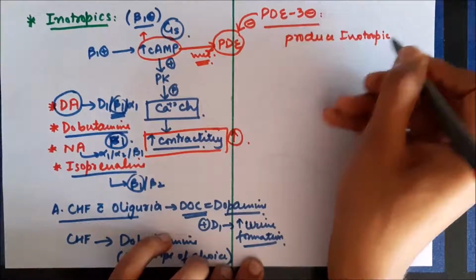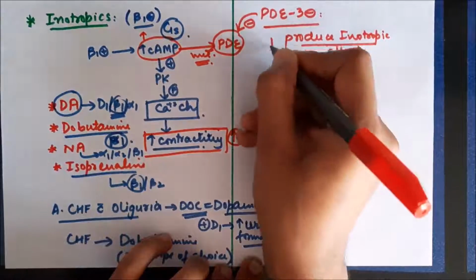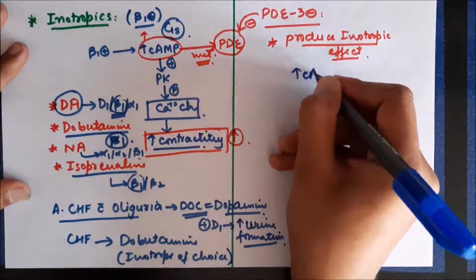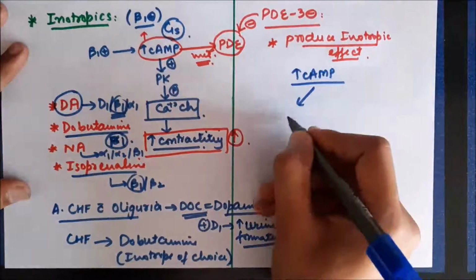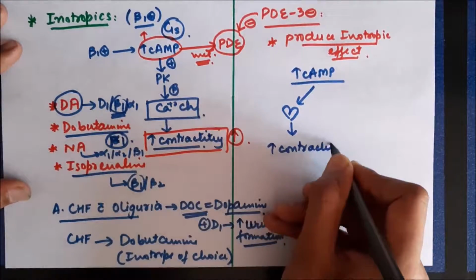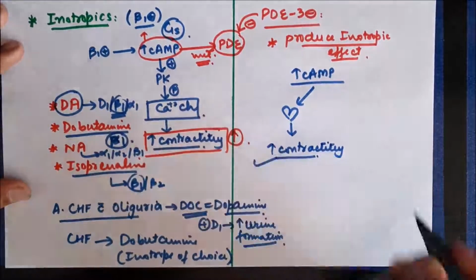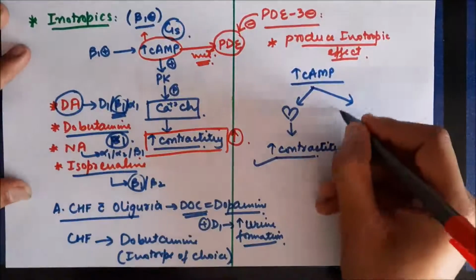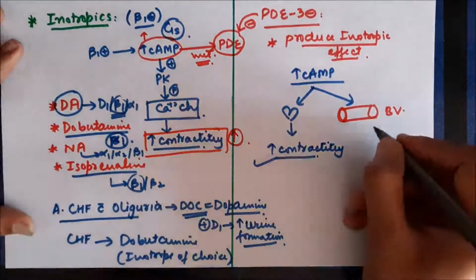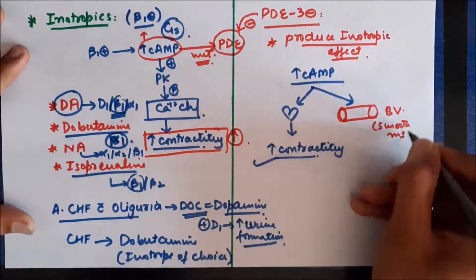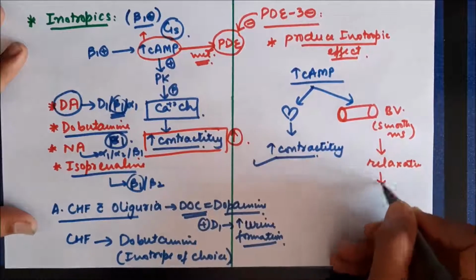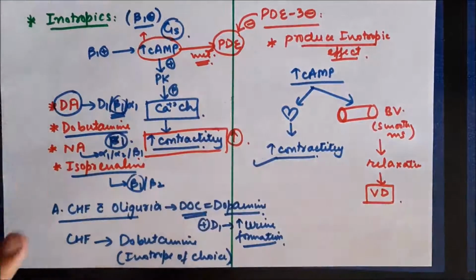So phosphodiesterase 3 inhibitors, this class of drugs, also produce inotropic effect by inhibiting the enzyme phosphodiesterase. They cause an increase in cyclic AMP, but not only in the heart. Cyclic AMP increases in the heart, which increases the contractility, required in acute CHF. They also cause increase in cyclic AMP in the blood vessels. Blood vessels contain smooth muscles in tunica media, and cyclic AMP in smooth muscles causes relaxation of smooth muscles. So the net result will be vasodilation in blood vessels.